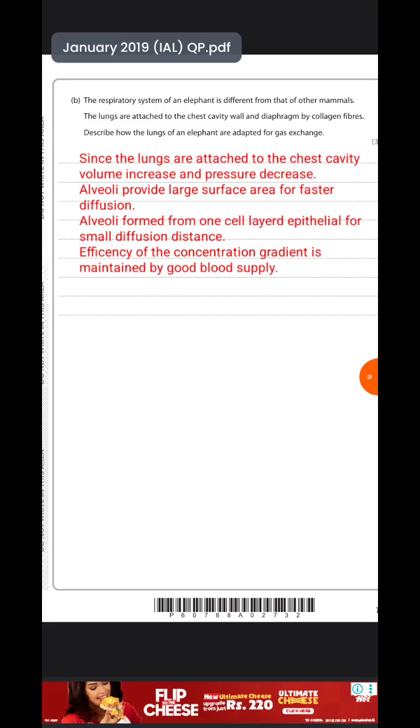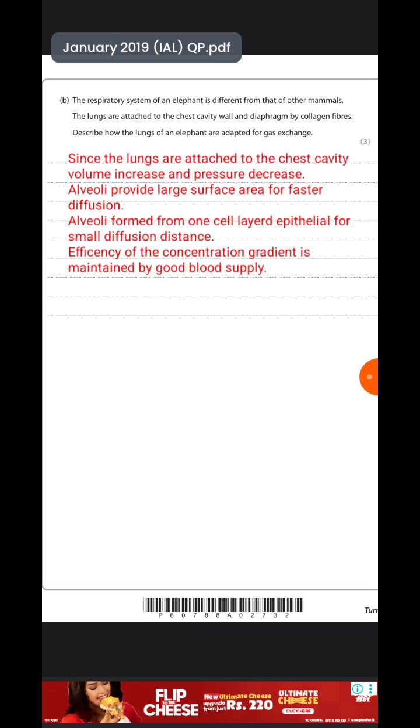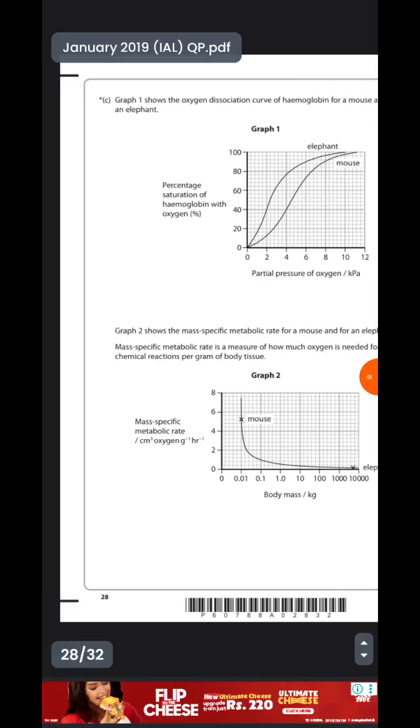Okay, and also you can write that as collagen fibers are also mentioned. So as an extra point, I'll tell you, since collagen fibers are mentioned, you can write that collagen fibers give strength, they have a lot of strength. So it supports the lungs to do efficient gas exchange. Okay, as it has a lot of strength.